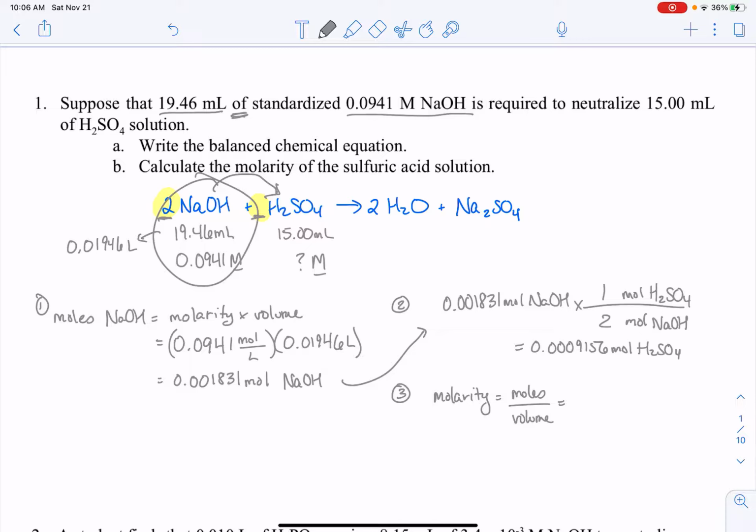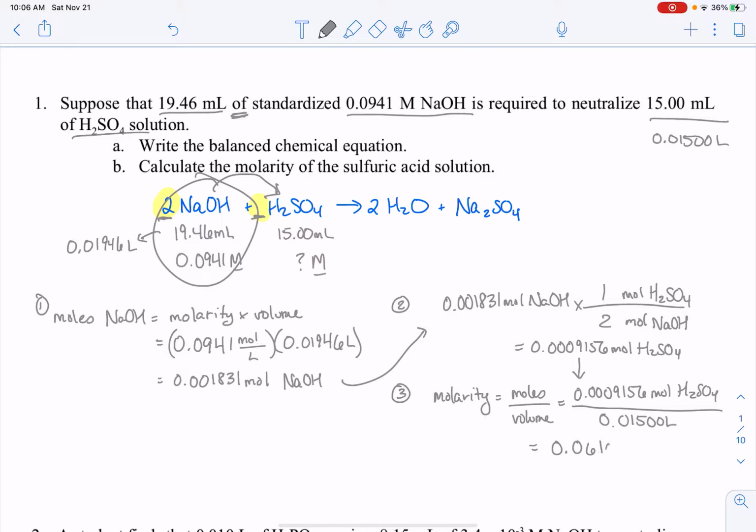And so I'm going to put the moles that I got from the last step in here. That's my moles of H2SO4. And then I have to use that with the volume of the H2SO4 solution, which was given in the problem. And I'm just going to convert that into liters also before I plug it in. So that's going to give me my answer. I get 0.0610 molar H2SO4. Hope that helps.